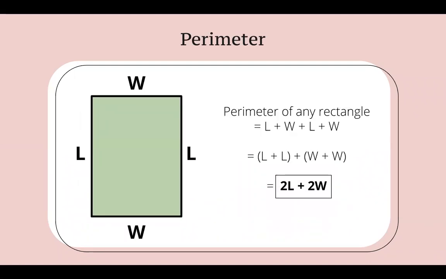Now imagine we call the length of the field L, and we call the width W. What is our perimeter? If we add L plus W plus L plus W, we get 2L plus 2W, or 2 times the length plus 2 times the width, which is how we can find the perimeter of any rectangle.